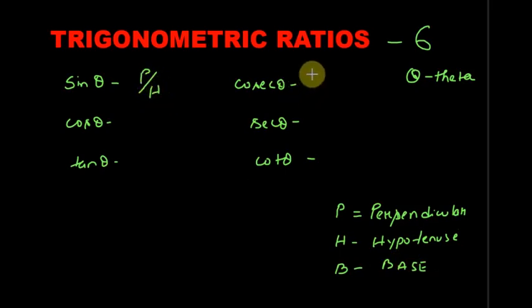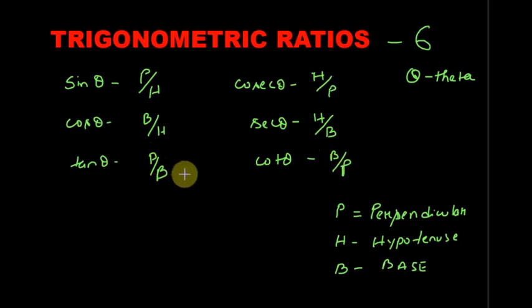And then cosec theta, since I said it is the opposite of sine theta, will be H by P. Just the reciprocal. Cos theta is base by hypotenuse, and since sec is the opposite of cos, it will be H by B. Tan theta is P by B, and cot theta will be B by P. They are opposites. So now these are the formulas which you need to memorize.